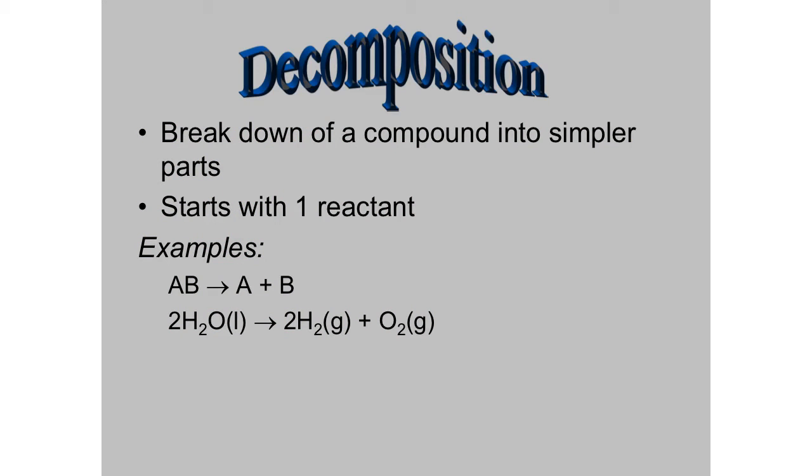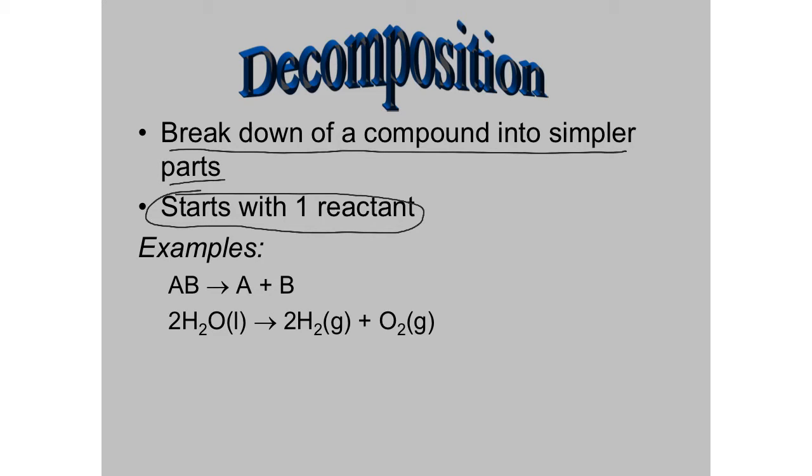In a decomposition reaction, it is going to be the opposite of a synthesis reaction. So in a decomposition, we will start with one reactant, and that one reactant will break down into simpler pieces. So, for example, compound AB breaks apart into single A and single B. So, one reactant, AB, breaks apart into simpler pieces. Or water breaks apart into hydrogen gas and oxygen gas.